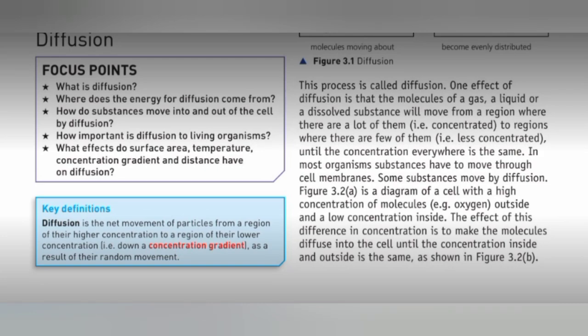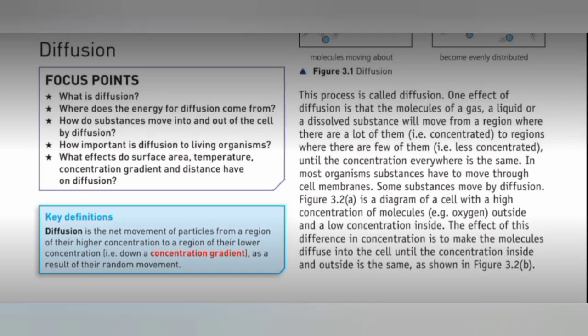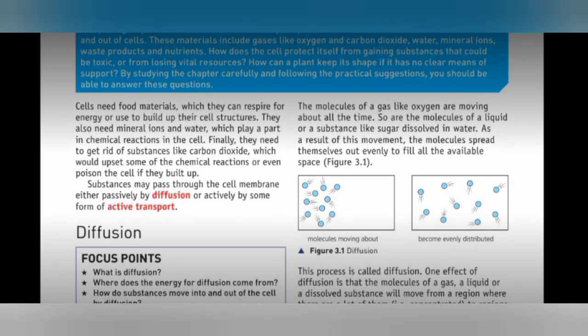Let us start with the definition of diffusion. Diffusion is the net movement of particles from a region of higher concentration to a region of lower concentration, down a concentration gradient, due to the random movement of particles. Now we discuss the main points of the definition. The definition has three main points: movement is from higher concentration to lower concentration, no energy is required, and it happens because particles move randomly.